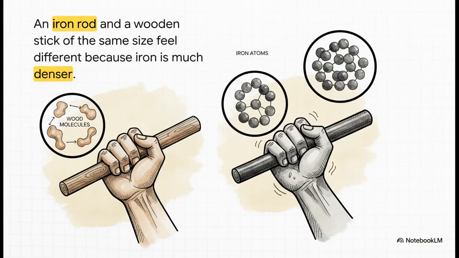You've felt this in your own hands for sure. Imagine picking up an iron rod and a wooden stick that are the exact same size. The iron rod feels way, way heavier, doesn't it? That's because it's so much denser. It's got a lot more mass packed into the same amount of space.